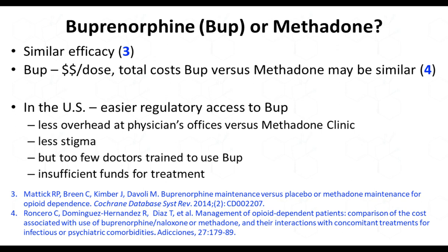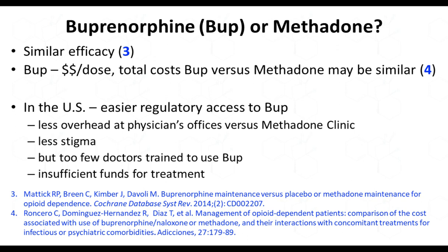So methadone has been available for a long time. Buprenorphine, really since the 1990s, routinely used. At first, it was thought that buprenorphine was not as effective as methadone in treating opioid use disorder, but more recent studies, and particularly when there's an appropriately high dose, have shown that they have similar efficacy. And again, I have some references for you at the bottom of the screen.